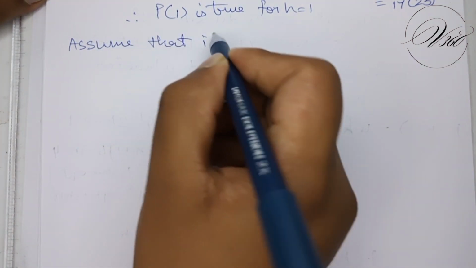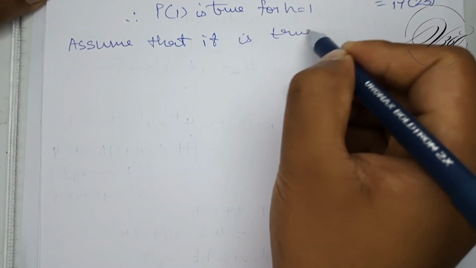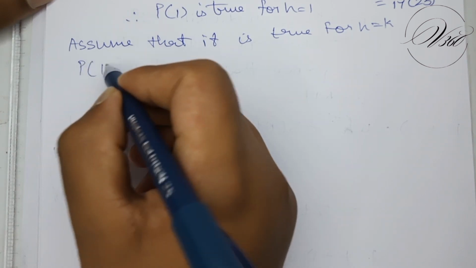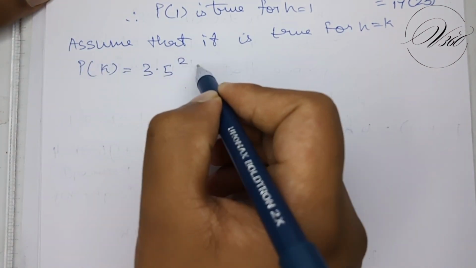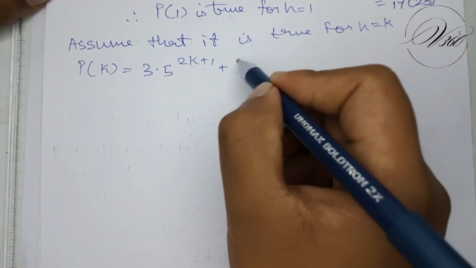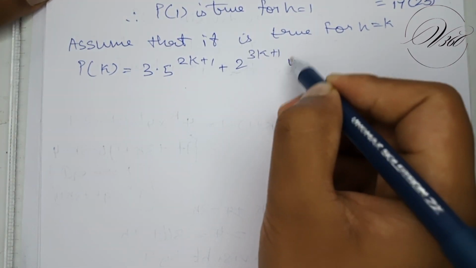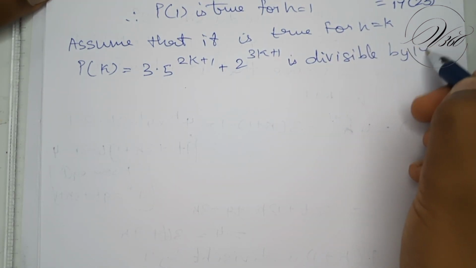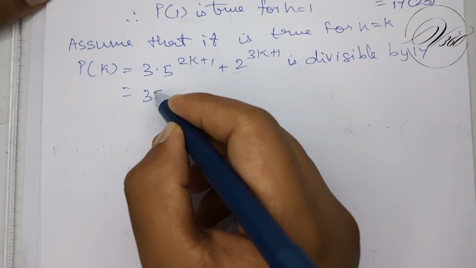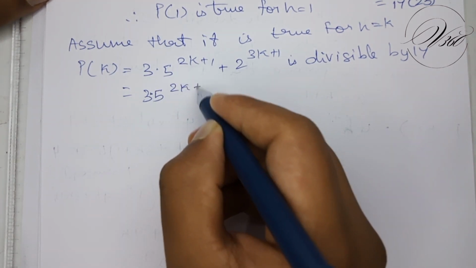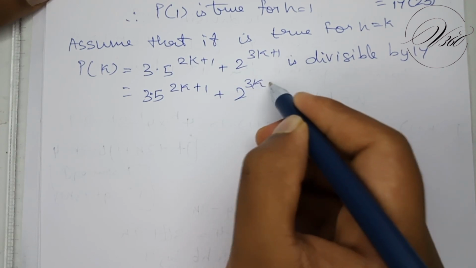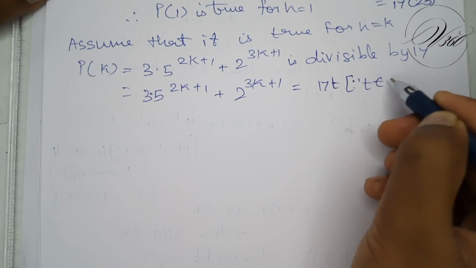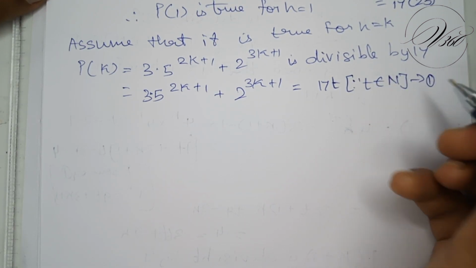Assume that it is true for n equals k. P(k) = 3·5^(2k+1) + 2^(3k+1) is divisible by 17, which equals 17t, where t belongs to natural numbers. This is the first equation.